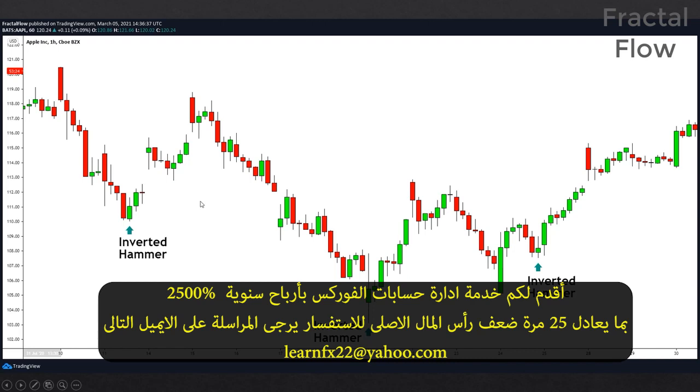signal. However, the candle body cannot be much greater than that, because in that situation, we would not be talking about an inverted hammer anymore.